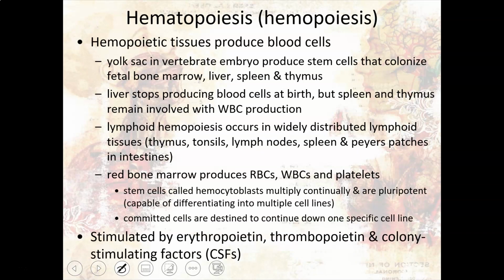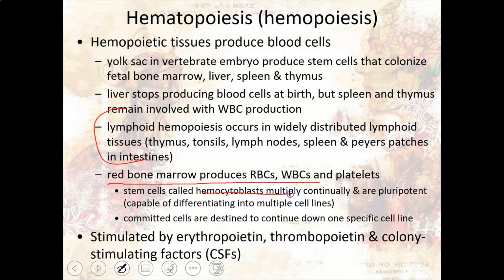Where do red blood cells come from? Well, in the embryo, we have the yolk sac, the liver, the spleen, even the thymus. The liver stops producing blood cells when you're born. The spleen and the thymus will keep up with white blood cells. We've got these lymphoid things going on. But normal physiology here, discounting any development: red bone marrow is where red blood cells are going to come from. And most white blood cells and platelets as well.